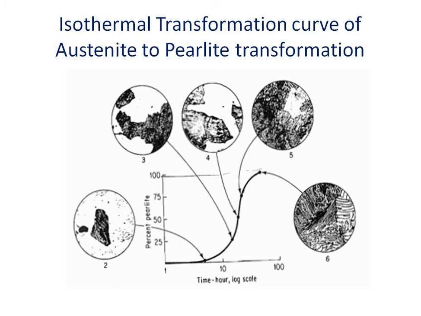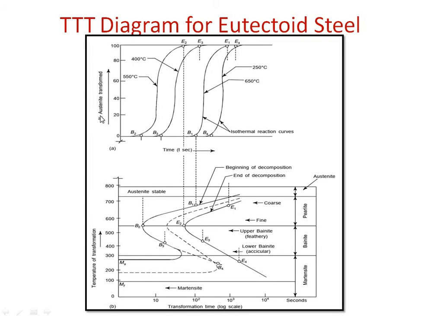Similarly, at the different subcritical temperatures, we can obtain the different curves. So here you can observe percent of austenite to perlite transformation versus time. The first curve is this B1 E1 curve. B1 indicates the beginning of transformation at 650 degrees Celsius, whereas E1 indicates the end of transformation at 650 degrees Celsius.